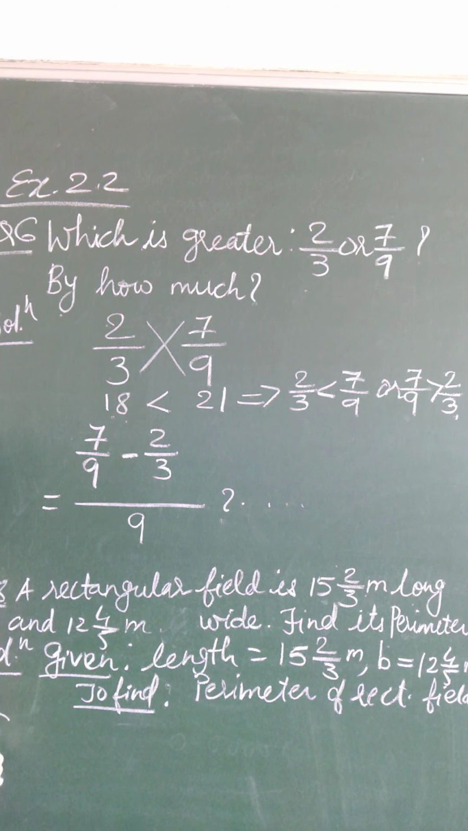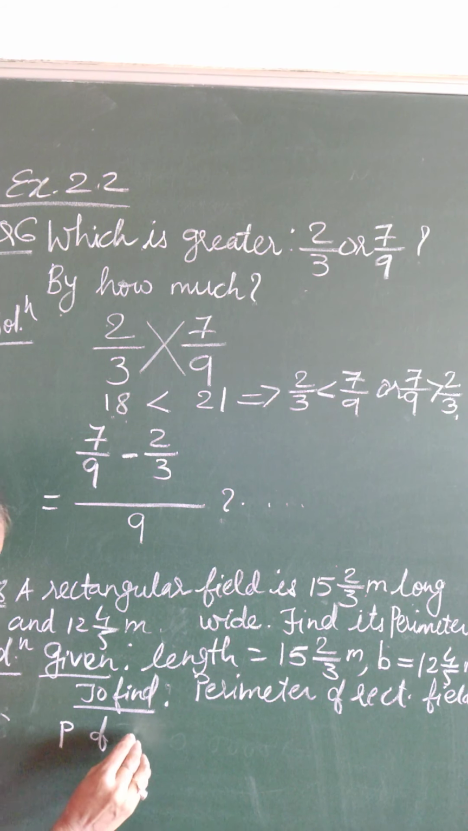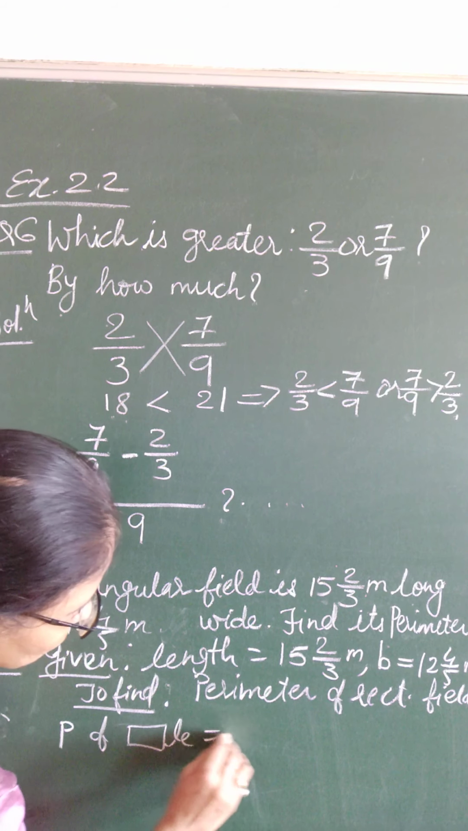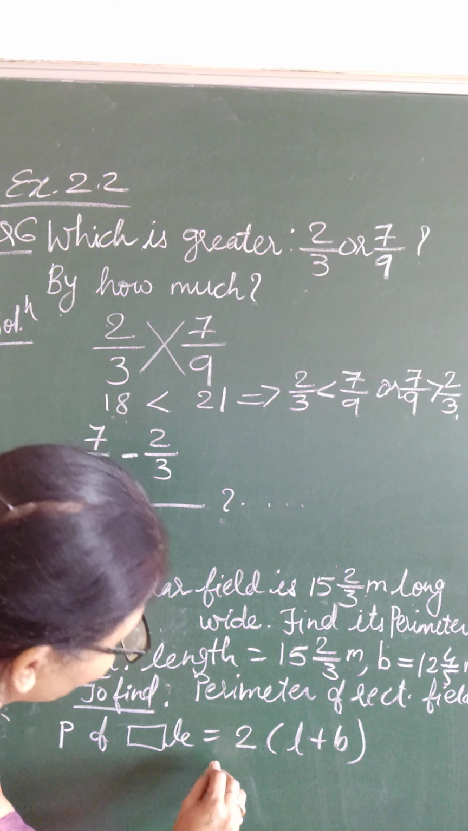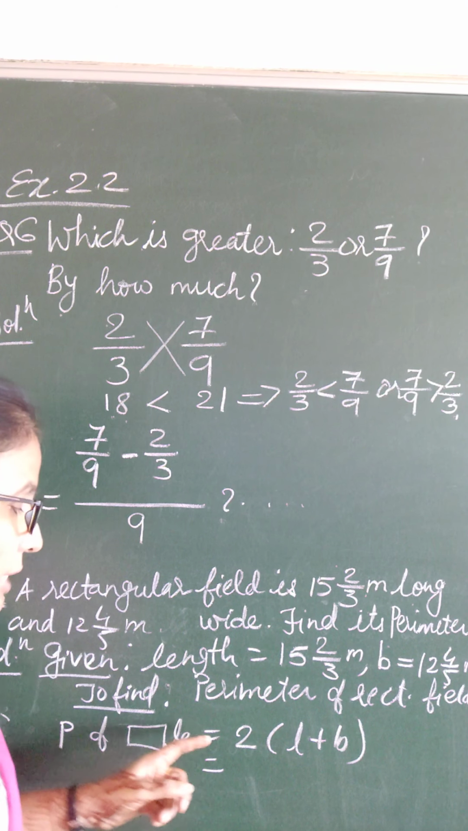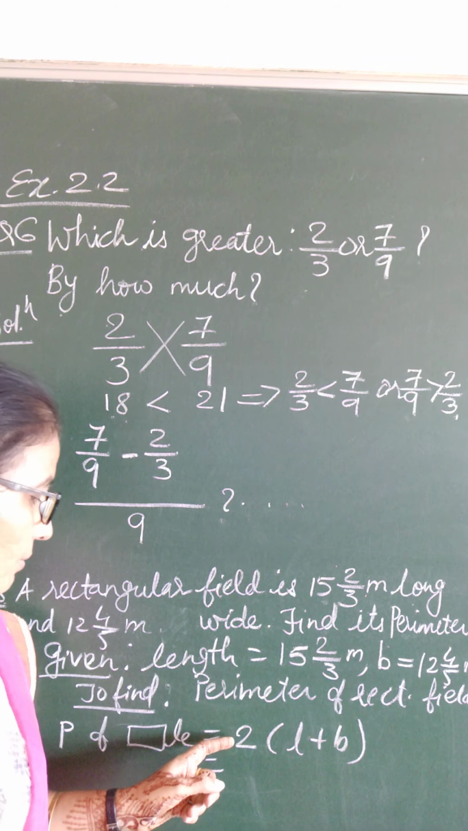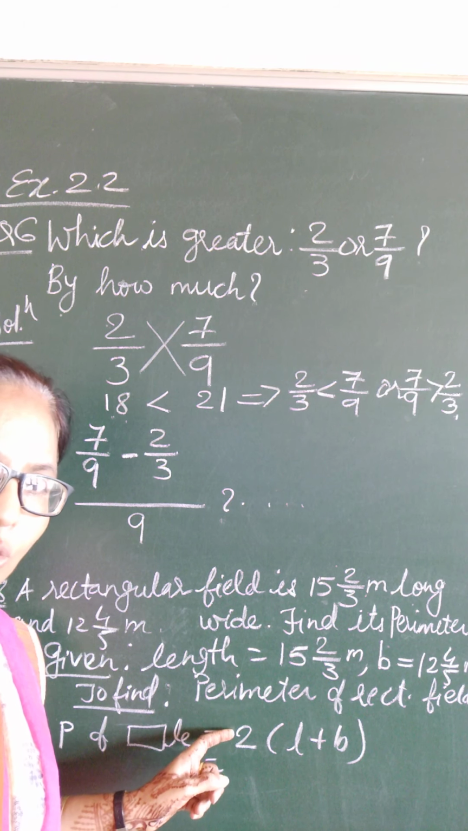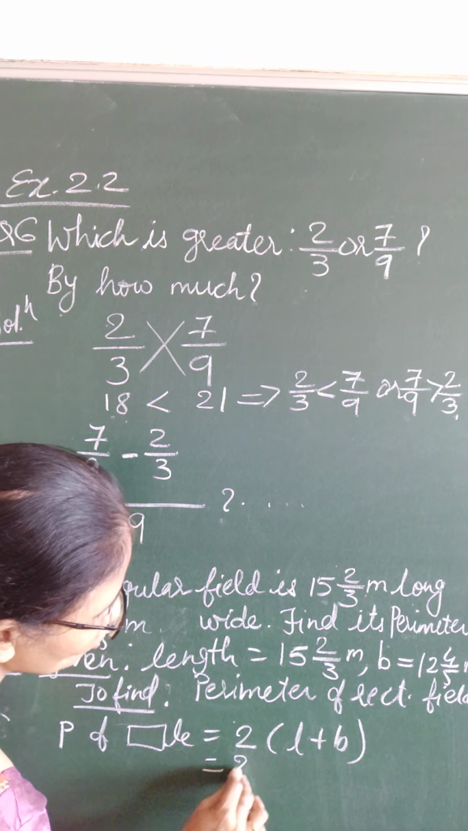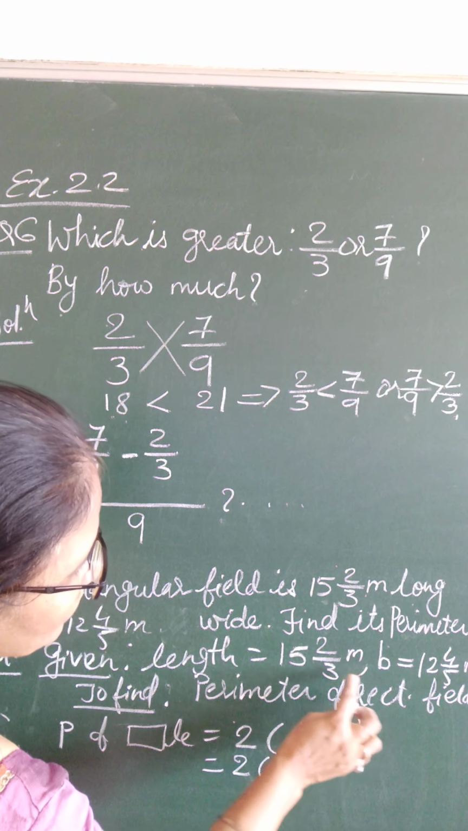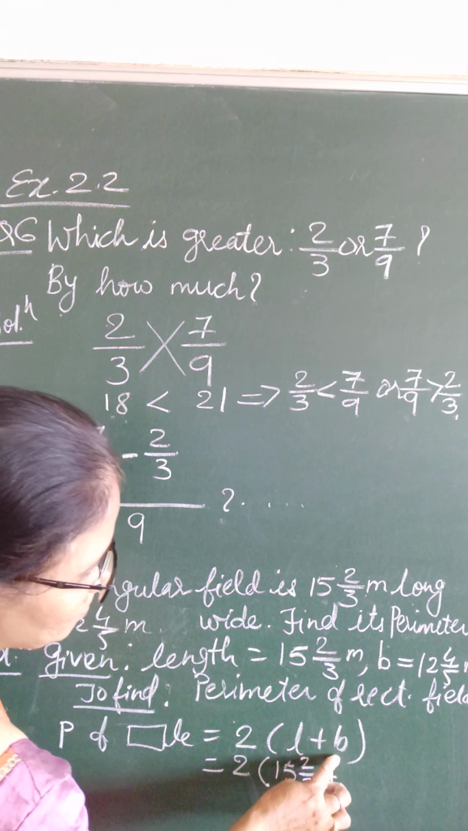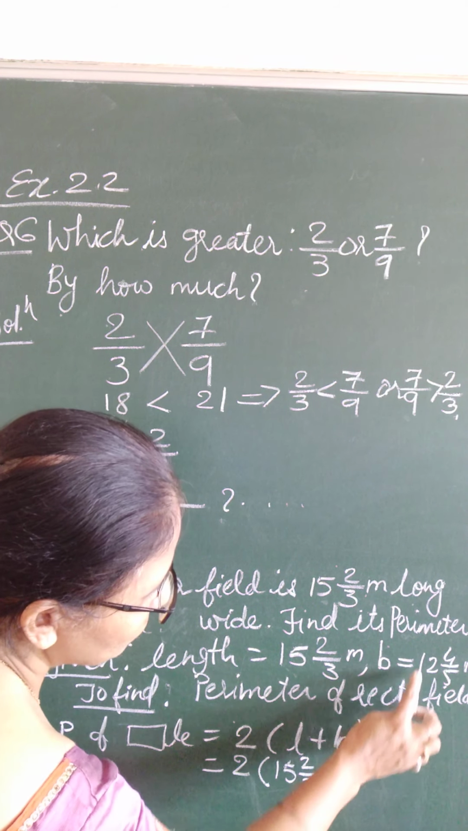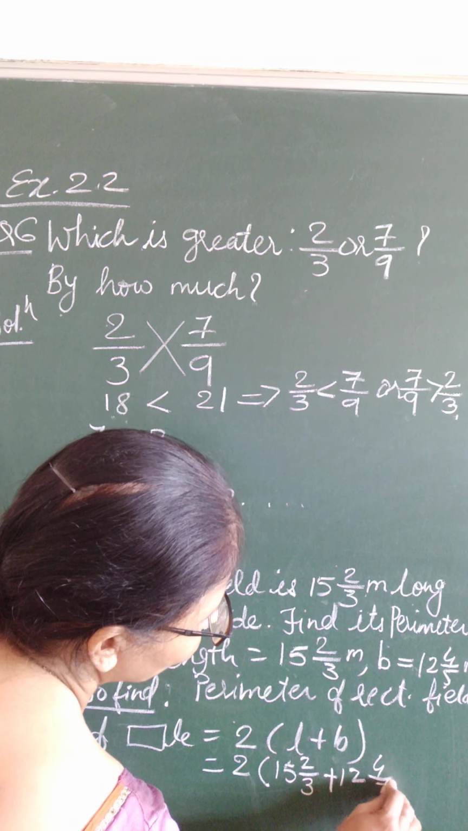So solution. Now what is the perimeter of rectangle? That formula we write. Perimeter of rectangle is equal to 2 into length plus breadth. Okay. Now you put the values. Whenever we are using a formula, this 2 will remain as it is. According to the formula we have to put the values. So this 2 will be as it is. L, what is L here? 15 2 by 3 plus breadth. What is your breadth? Breadth of the rectangle is 12 4 by 5.